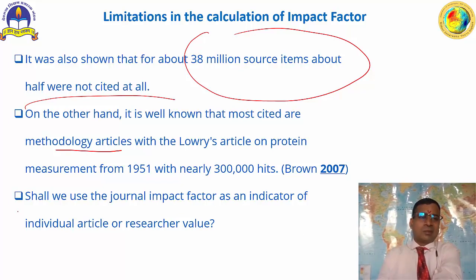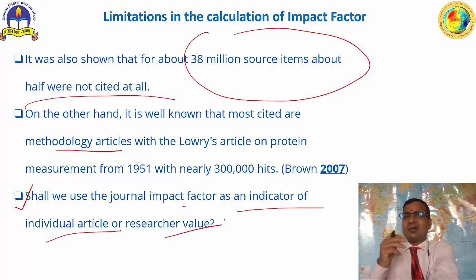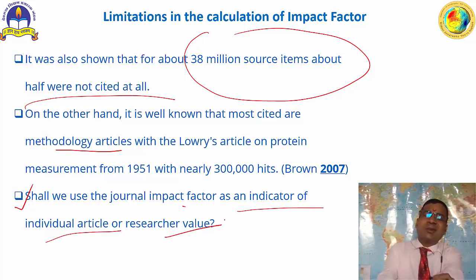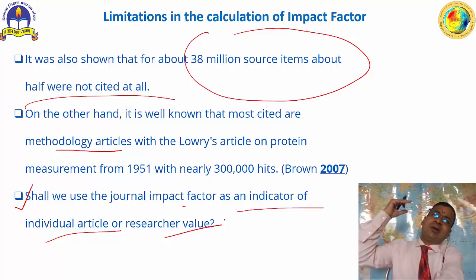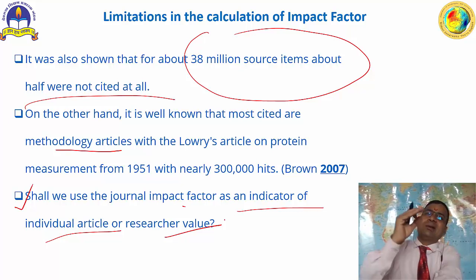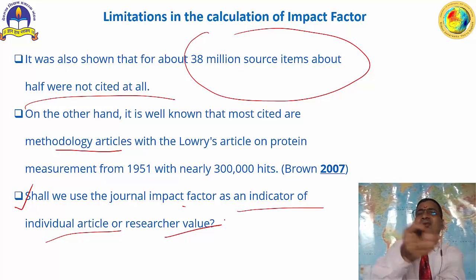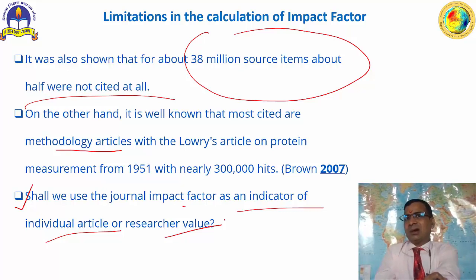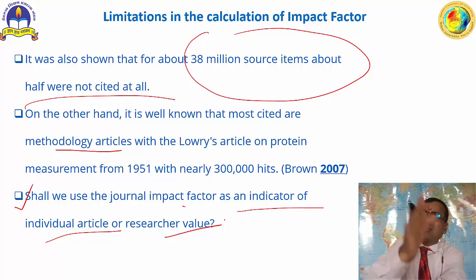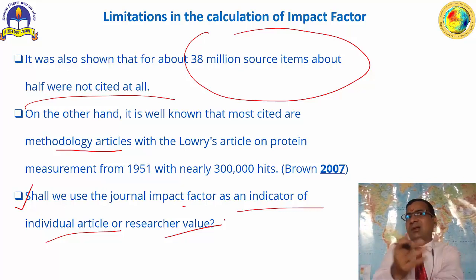Now, this is my question. Shall we use the journal impact factor as an indicator of individual article or research value? Suppose you have published your valuable article and the article is of very high quality, but the impact factor of the journal is around 1 or less than that. Does it mean that the quality of your research paper is not up to the mark? It doesn't.